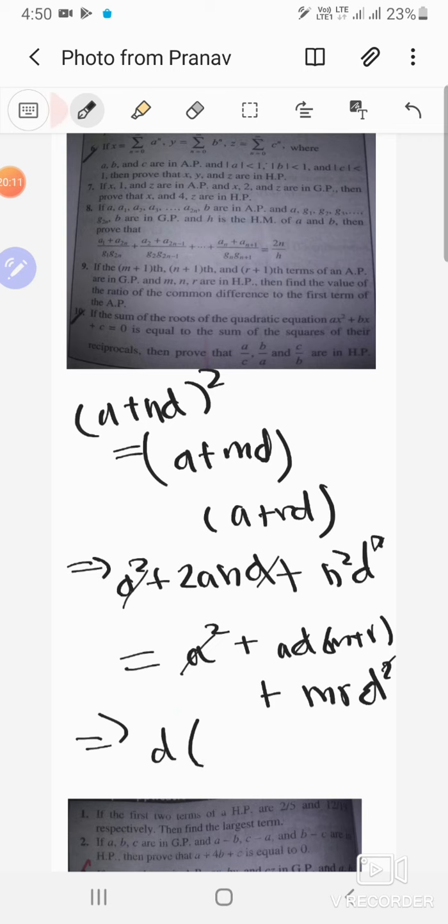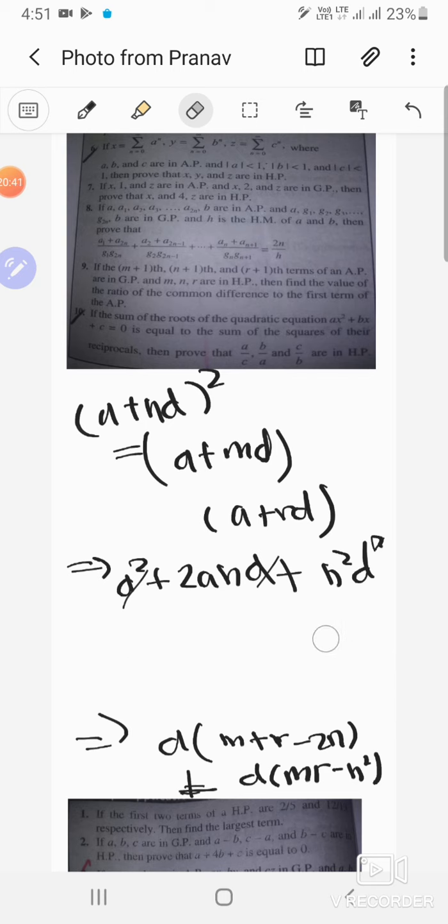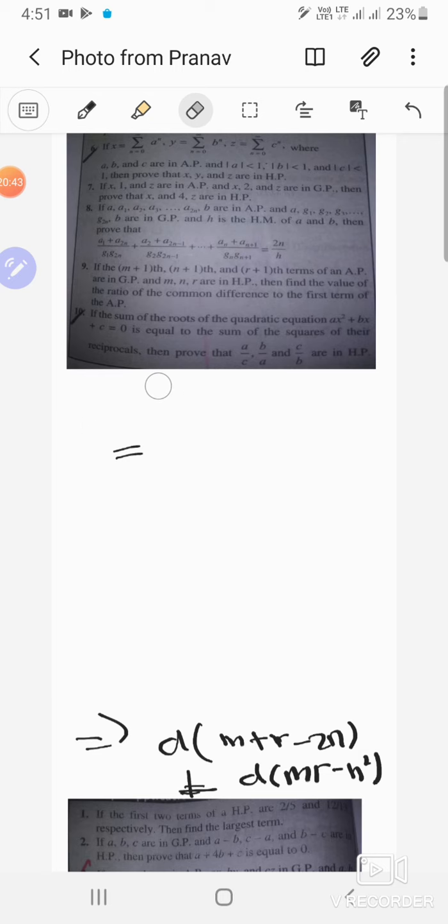Okay, cool. So these cancel, one of the differences cancel, so that gives me, sorry, this is supposed to be a, that gives me a into 2n minus of m plus r. Let's do it like this, maybe m plus r minus 2n will work better, plus you have a d into mr minus n squared, that's supposed to be equal to 0. Just write it over here, equals 0.